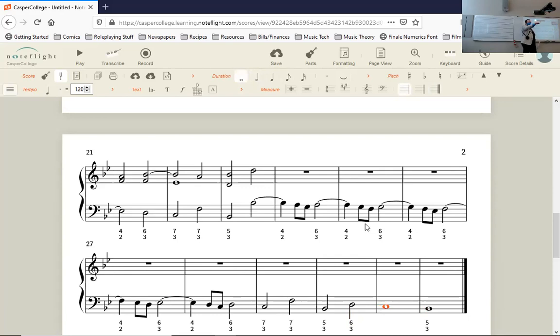Let's make it a 7-6 suspension on the 6th. So I have 2 parts in the measure. Love it. A little bit of a compound cadence with the redundancies. Yes, 7, 6, 3. All right, let's bring it home.